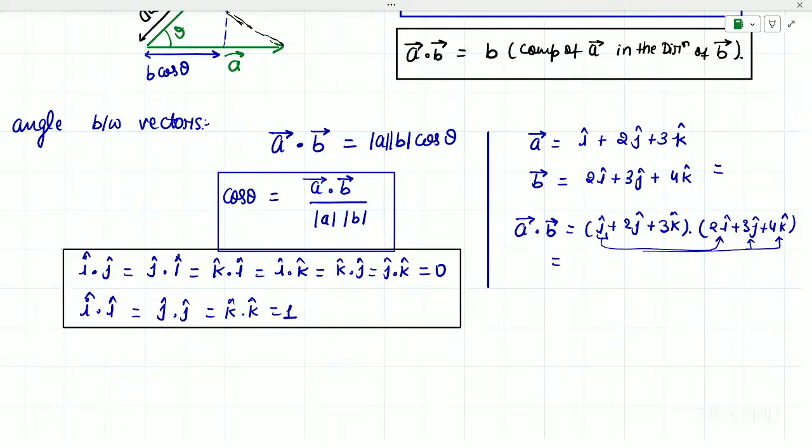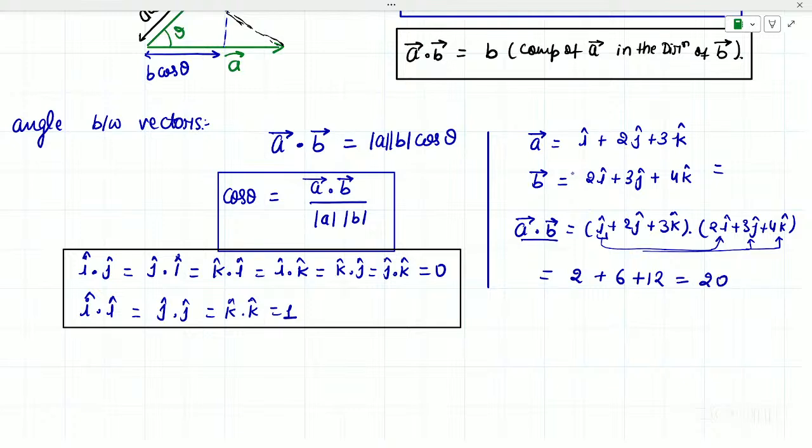Got it? Now, in the dot product solution, you just need to multiply the same components according to their signs. So I into 2I will become 2 here. 2j and 3j will be 2 into 3, which is 6, plus 3 into 4, which is 12. And this is a scalar product, so the resultant will be a scalar quantity. So 2 plus 6 is 8, plus 12 will be 20 units. This is the dot product.